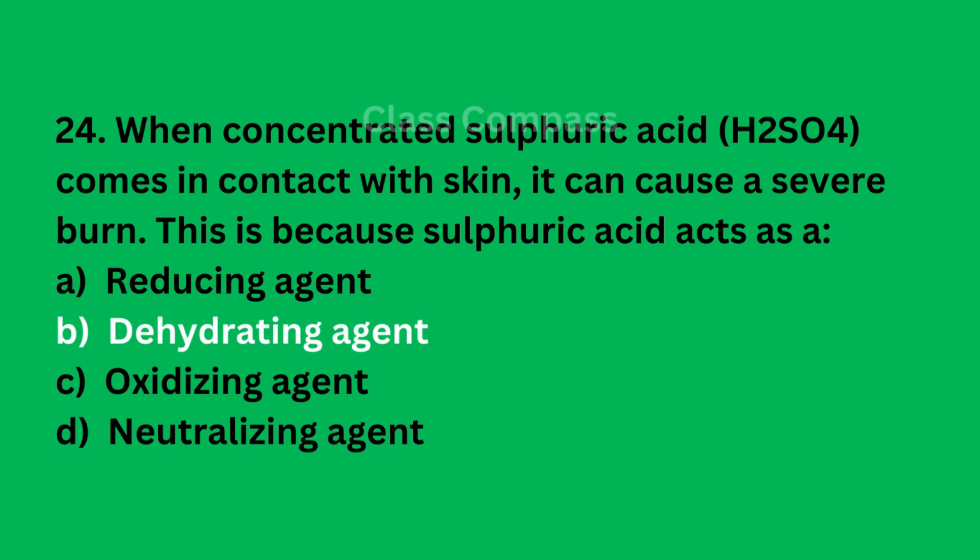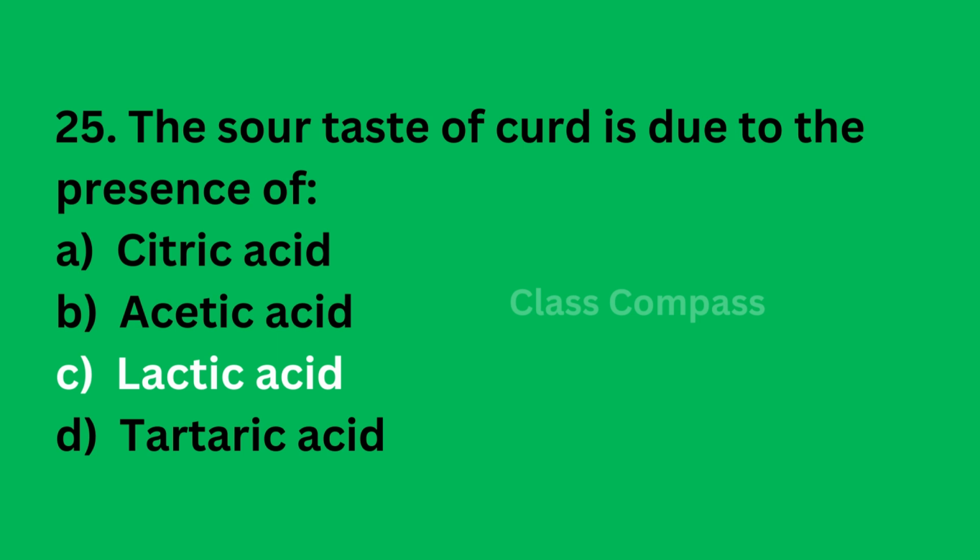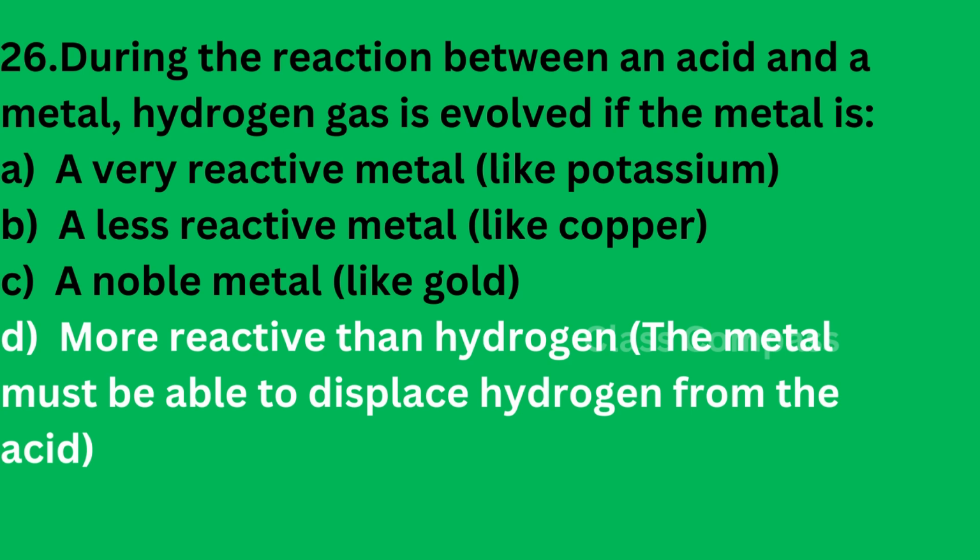Answer is B. 25. The sour taste of curd is due to the presence of A. Citric acid. B. Acetic acid. C. Lactic acid. D. Tartaric acid. Answer is C. 26. During the reaction between an acid and a metal, hydrogen gas is evolved if the metal is A. A very reactive metal, like potassium. B. A less reactive metal, like copper. C. A noble metal, like gold. D. More reactive than hydrogen, the metal must be able to displace hydrogen from the acid.